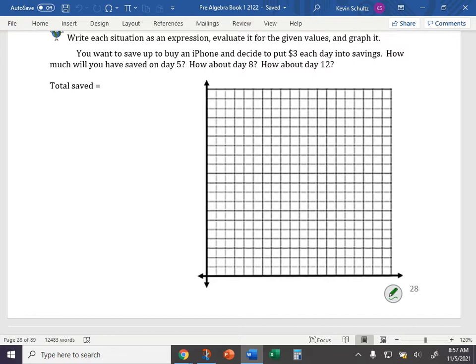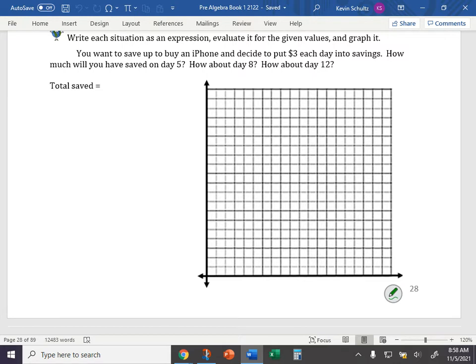You want to save up and decide to put $3 each day into savings. Tony, warning for you, I counted down. How much will you have saved on day 5, day 8, and day 12? So what we want to do here is write an expression that represents the situation.